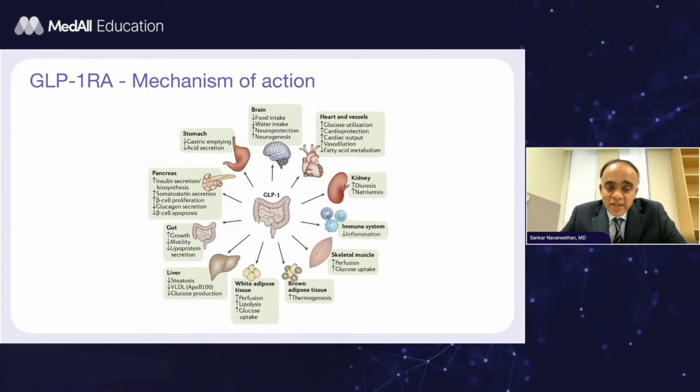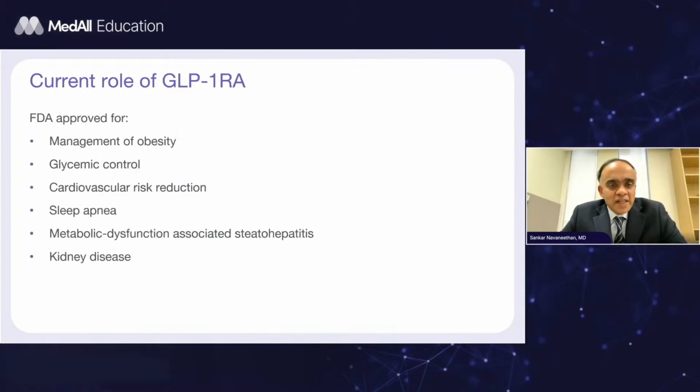There is data now that has evolved for obstructive sleep apnea management and also for MASH. As such, for the current role of GLP-1 RA, there is FDA approval for management of obesity, glycemic control, cardiovascular risk reduction, sleep apnea, metabolic dysfunction associated steatohepatitis, and of course for kidney disease.